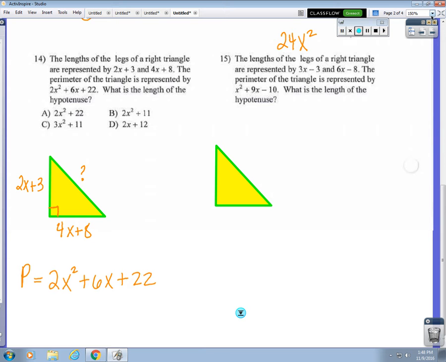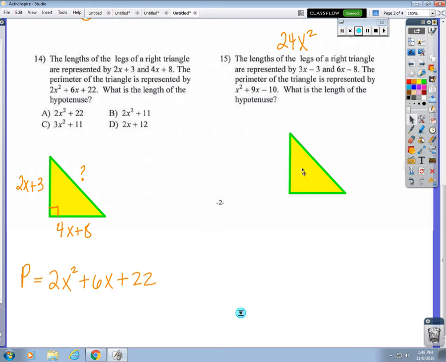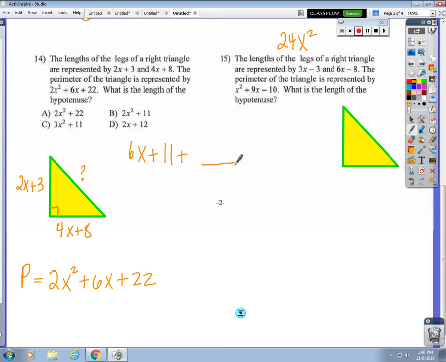How do you find the perimeter of a triangle? Well, but how do you find the perimeter of any triangle in any situation? Add up all the sides. So we need to add up this side plus this side plus this side. What is this side added up with that side going to be? 6x plus 11. And now we add that to the hypotenuse and it gives us this.